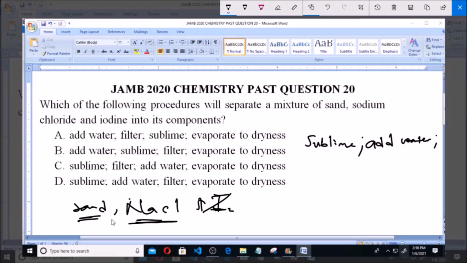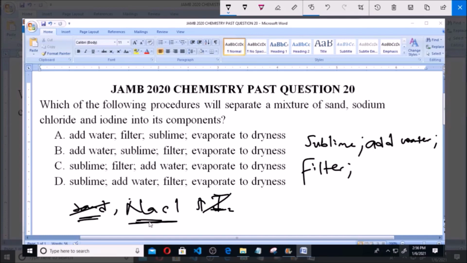Now since sand is insoluble, the only way we can take out sand is by filtration. When you filter using filter paper, sand will be left out as residue, while sodium chloride solution will be removed as filtrate. Now we've cancelled out sand as the residue from the filtration. Remember, sodium chloride is still in the solution, that is, it's in the filtrate now.